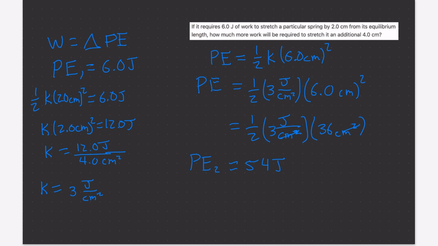Now remember what I said up here. I said that the work done to stretch it an additional 4 centimeters from the 2 centimeter point is going to be the difference between my two potential energies. So now my two potential energies are 54 joules and 6 joules. So if I set that up really quickly, the work is just equal to 54 joules minus 6 joules, and that's going to be equal to 48 joules of work required to, if we were already at 2 centimeters, stretch it another 4 centimeters.